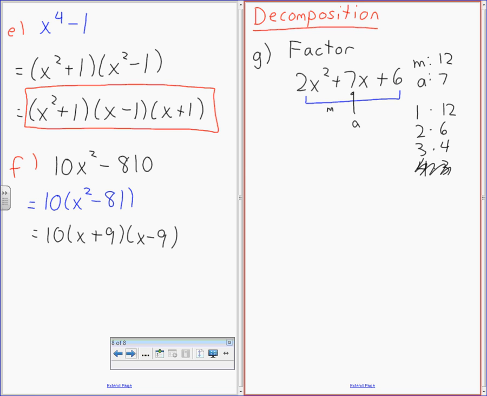All right, I'm going to get another brave volunteer here. I'm not picking on people. What do we do now that we've multiplied to 12 and added to 7? Marissa, go.